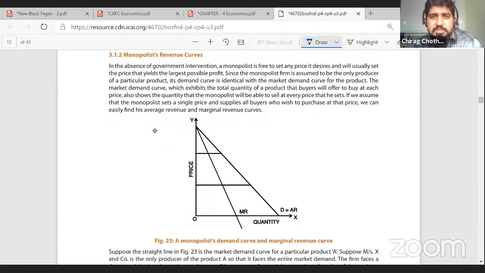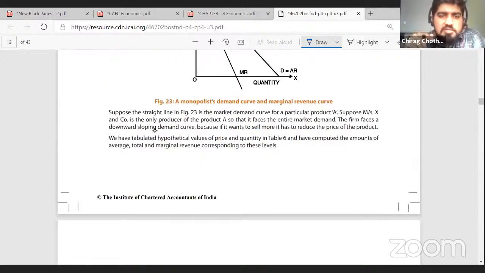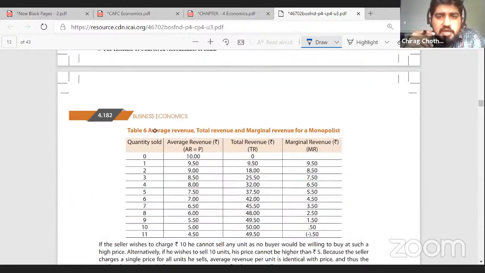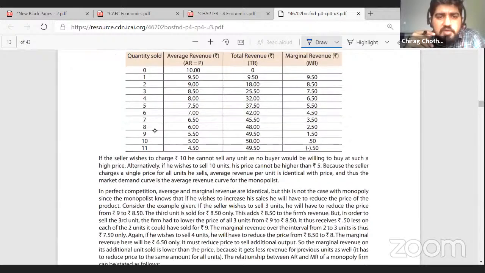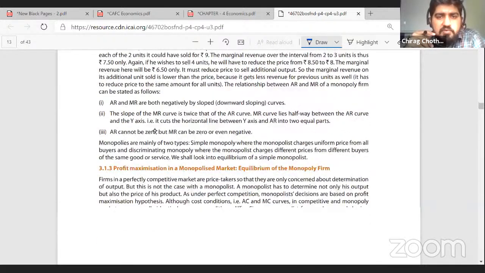Now, monopolist revenue curves, the AR and MR curves, you are aware about it, both are downward sloping. Same in the case of monopolistic competition as well. Why? Because if you have to sell more quantity, then you will have to reduce the price. So if your quantity goes on increasing and your price goes on decreasing, then your marginal revenue and average revenue have to fall. So in case of monopolistic competition and in case of monopoly, what are the things that we are going to see? Let's have a look at it.